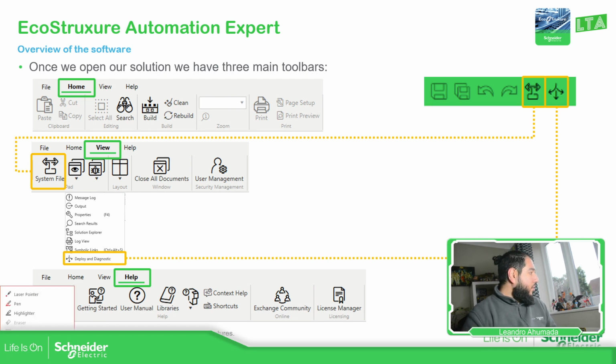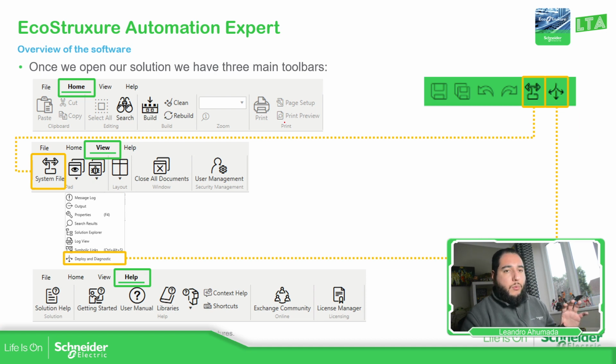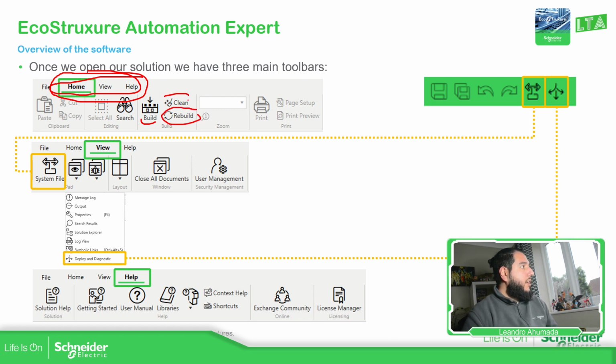So let's try to use the panel here. In the top part, we should be able to see this indication in the toolbar: home, view, and help. So let's start with the home, which is basically some basic information. Okay, we have the build, we have the clean, and we have rebuild. Basically, clean is going to clean the information that we're going to have in the controller, but we're going to cover that later. Okay, and then the print, that's very simple, this part.